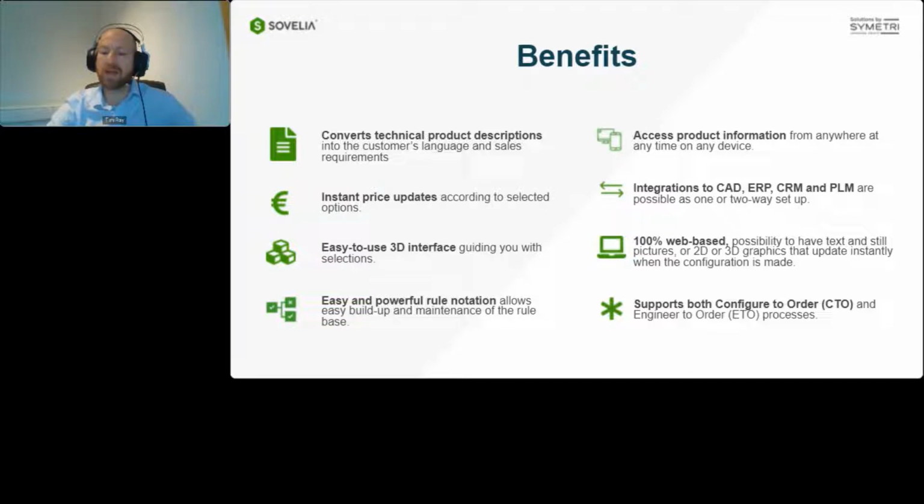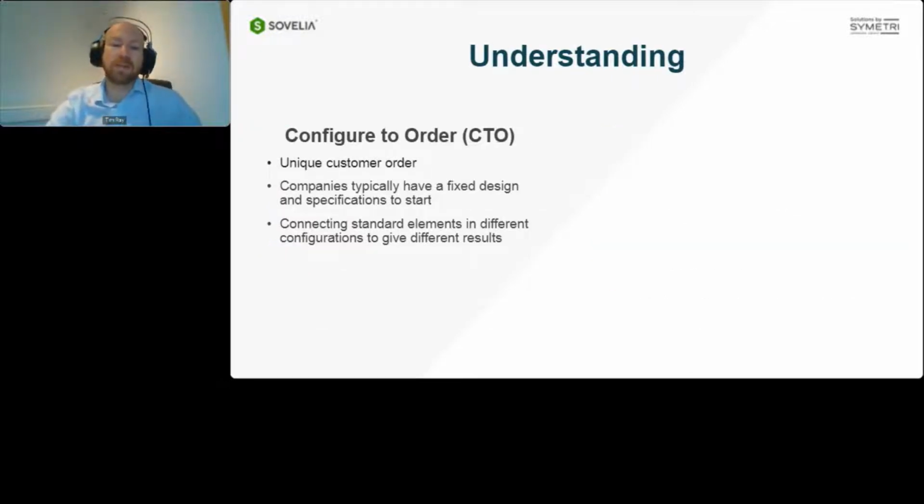It also supports a configure to order process and an engineering to order process. And I'm going to just touch on these in a little bit, just to give us an idea about what that might mean. So if we look at understanding configure to order, it's a unique customer order, but typically for your company, it's a fixed design with a specification to start. You're connecting standard elements that you have in stock or you buy in, and you configure those in different ways to get different results. But it's standard information, standard things that you have.